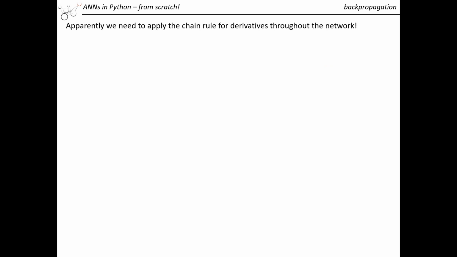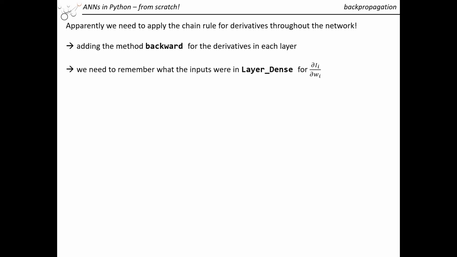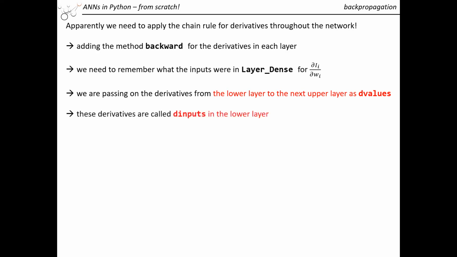And I also want to illustrate this in a bit more detail now so that it really makes sense to you. The key point is that we just have to apply the chain rule, and we have to propagate the derivatives throughout the network. And therefore, we always will add another method, and we just call it backward. Like the forward method, where we always multiply the inner derivatives with the outer derivatives from the previous layer. So for example, for a dense layer, we have the dI/dW. So we just pass on the outer derivatives with d values. And then we create so-called d inputs, and we pass these on to the next layer.